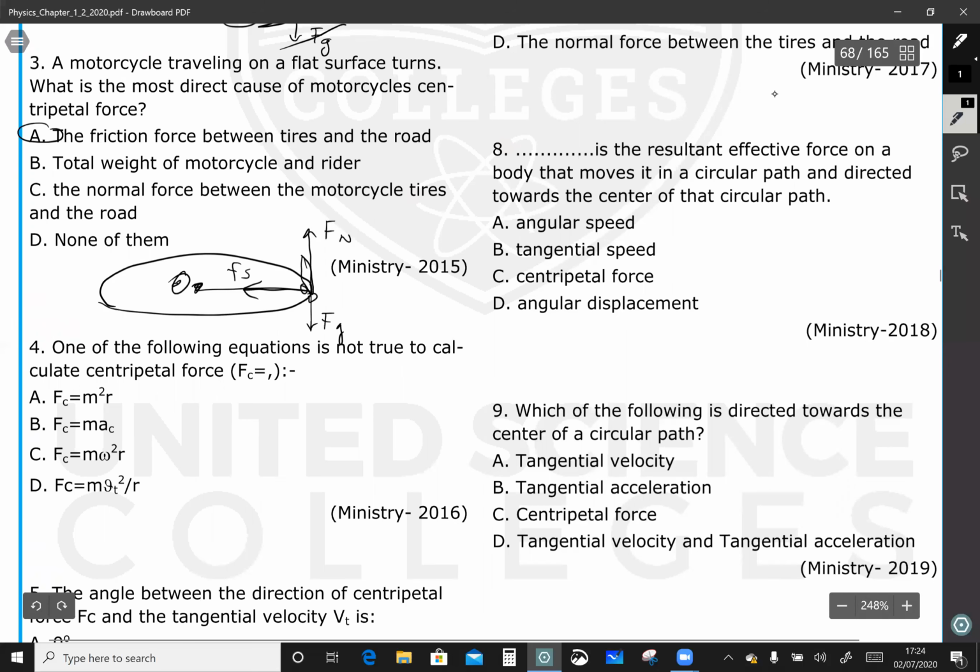Total weight of the motorcycle and rider: Fg is perpendicular to the radius, so it cannot be centripetal force. Normal force between the motorcycle tires and the road: this is not correct because normal force is perpendicular to the radius as well. None of them is, so the correct answer is A here.